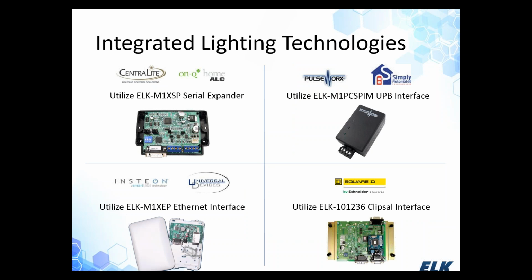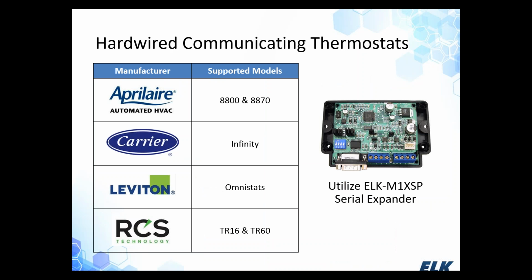On the upper left-hand side, the serial port expander for Centralite and OnQ type ALC lighting. If we want to do the Square D Clipsal interface, we need that Clipsal lighting interface to be able to integrate all these different lighting products. So now we can have the lights automatically turn on before the business is going to open up. We can have lights automatically turn off because, just like me, sometimes I forget to turn off lights. So these things are automatically going to happen for us.